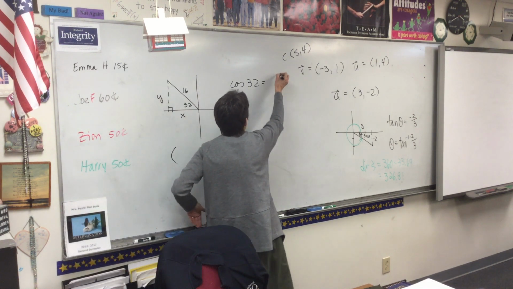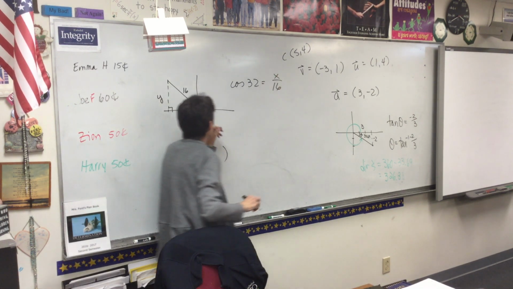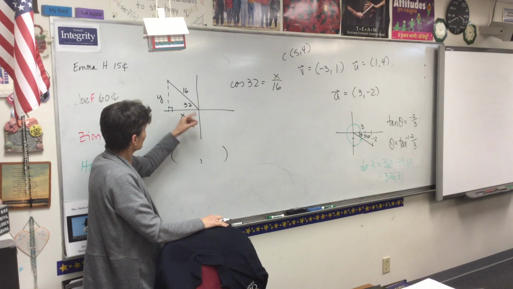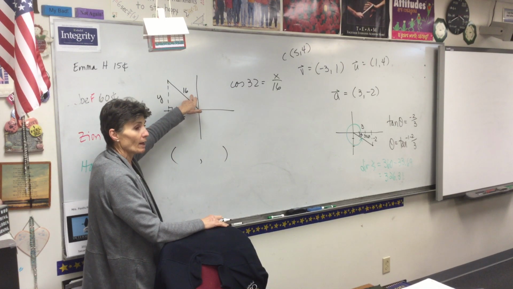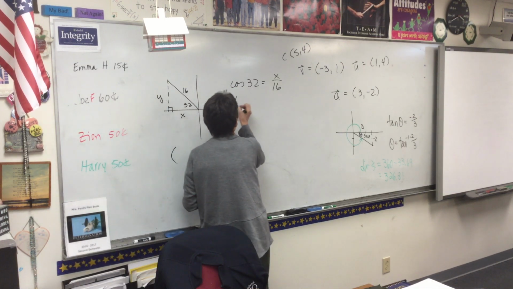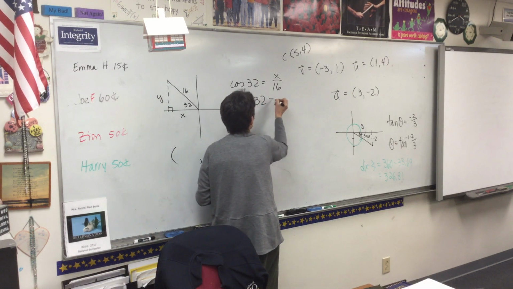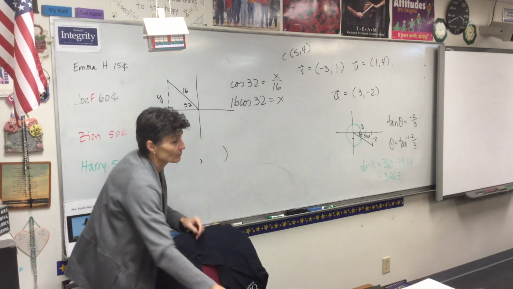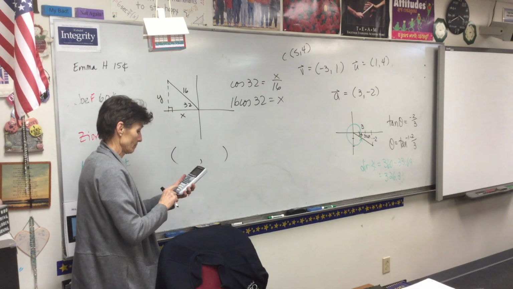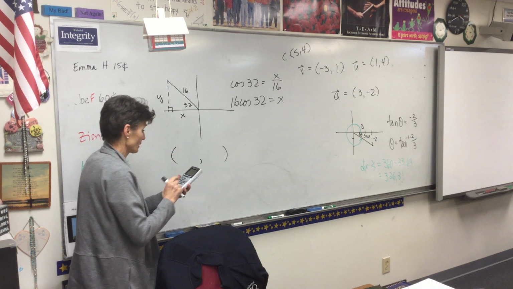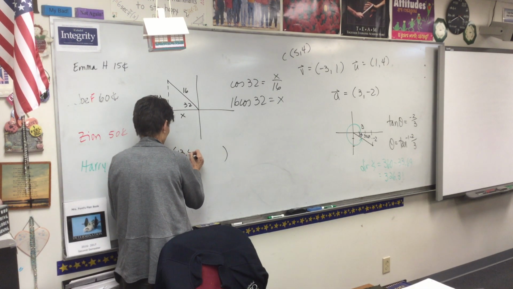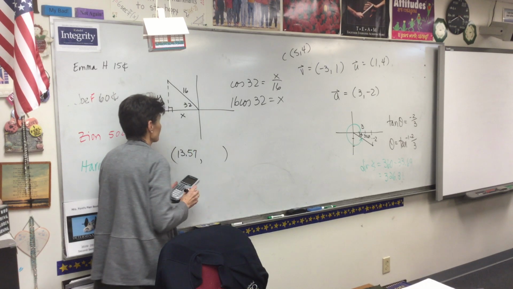Cosine 32 equals x over 16. Cosine angle equals adjacent over hypotenuse. So 16 cosine 32 is going to be my x value. So, 13.57.